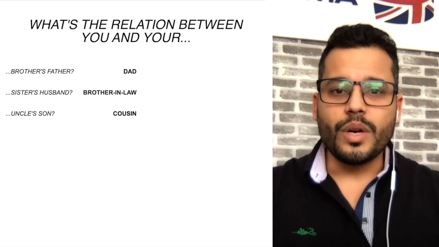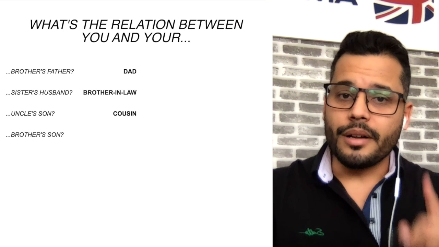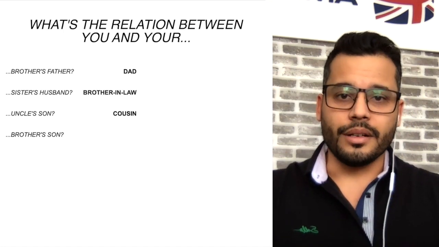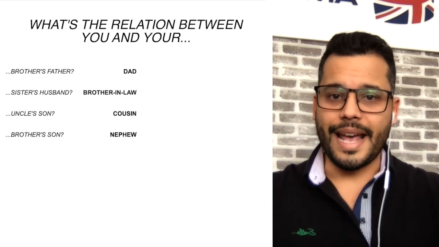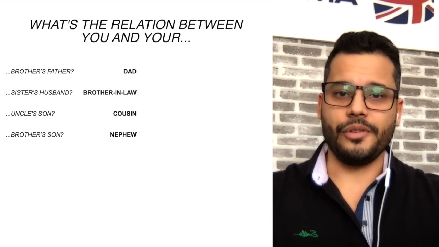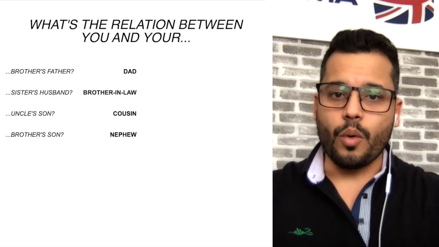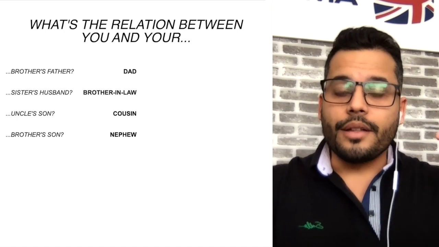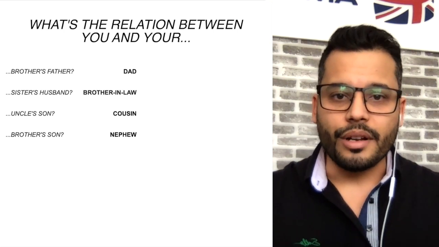Memorize this one. What's the relation between you and your brother's son? Remember, it's the son of your brother. The son of your brother will be your nephew. Repeat, nephew. That's the son of your brother. Now, let's go over the next question. I want you to repeat the question, okay? To check the fluency, to check the pronunciation.